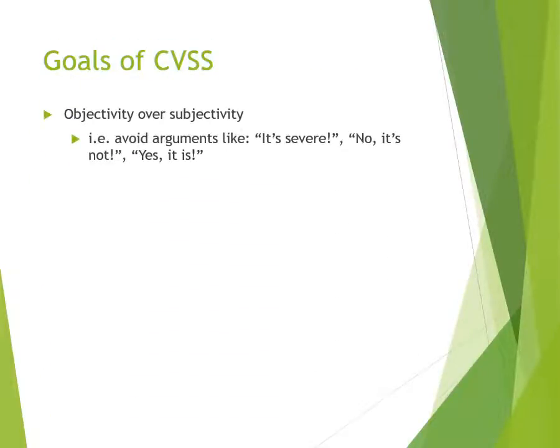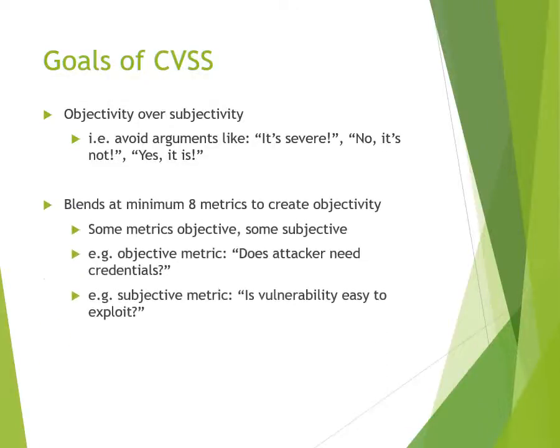The goal of CVSS is to add objectivity over subjectivity to avoid arguments like the following: it's severe, no it's not. Yes, it is. It blends, at a minimum, 8 metrics to create this objectivity.